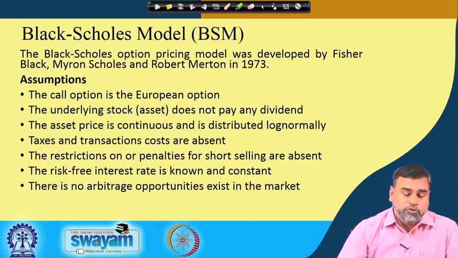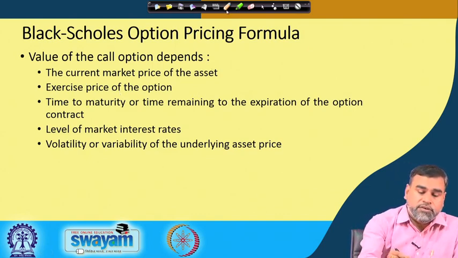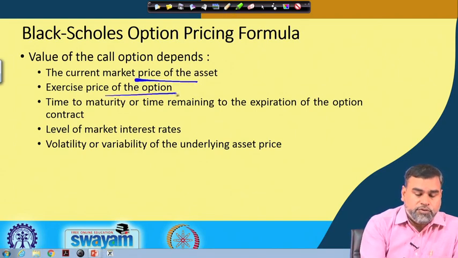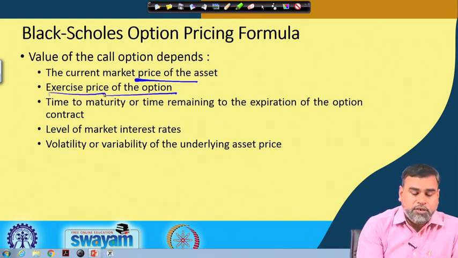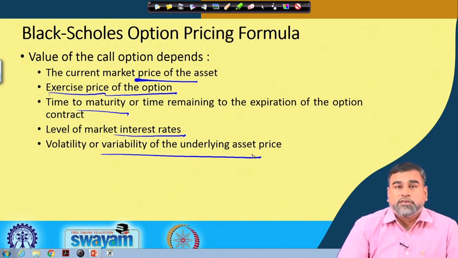So, we are not discussing those things, but using these assumptions Black-Scholes was trying to find out the factors which affect the call option. And here they said that the price is determined by the market price of the asset, the exercise price of the option, time to maturity, market interest rate or the risk-free rate of return, and the volatility of the asset prices. These are the factors which affect the price of the call option.